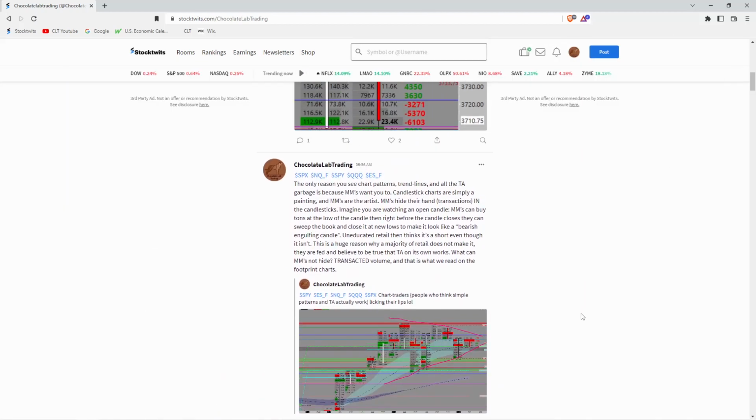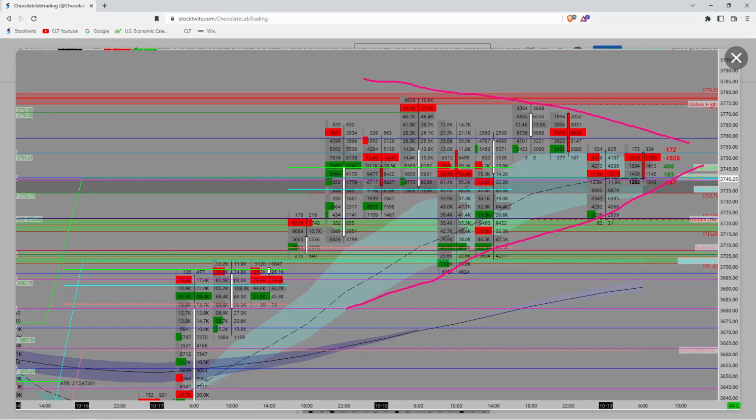What else? So I went over this a little bit. Chart traders are people who like to trade off simple patterns, double tops, wedges like this, I don't know, a pennant, as well as people who like to draw trend lines, right? All that stuff. I've said this so many times before, but I'll say it again.